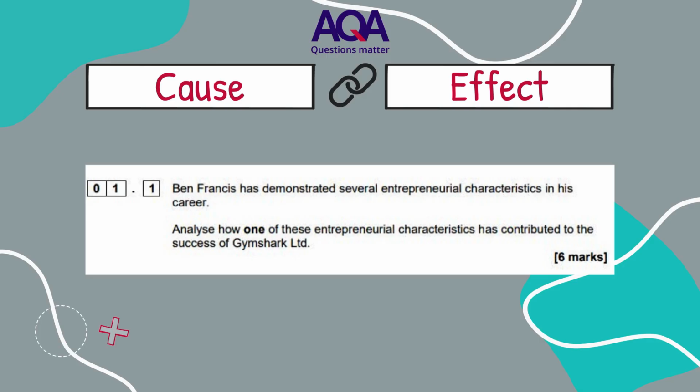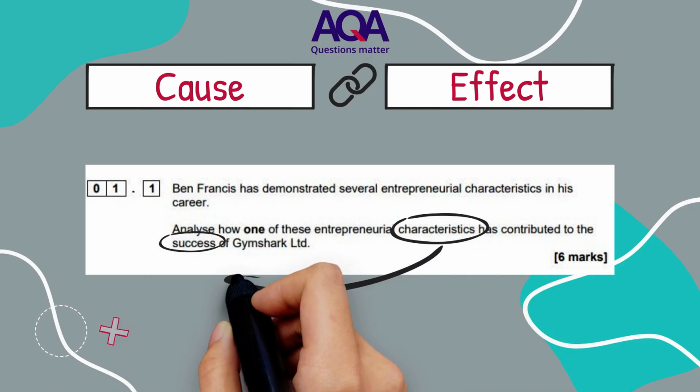For example, when asked to analyze how one entrepreneurial characteristic has contributed to the success of Gymshark, the start point is the cause or the specific entrepreneurial characteristic. The end point or effect will be the business success.